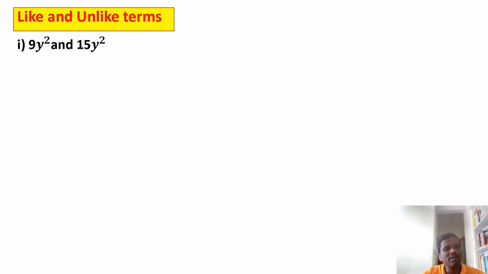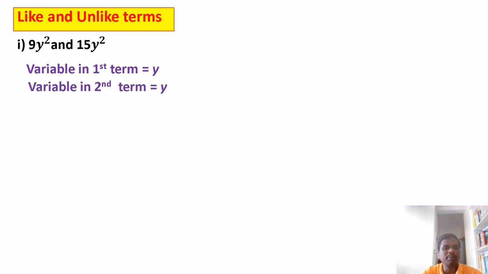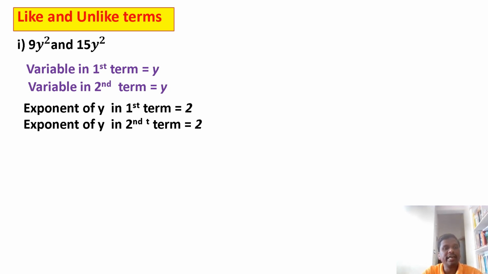Now next, like terms and unlike terms. Here 9y square and 15y square. Observe that the variable in the first term is y and the variable in the second term is y, and the exponent of y in the first term is 2 and the exponent of y in the second term is also 2.